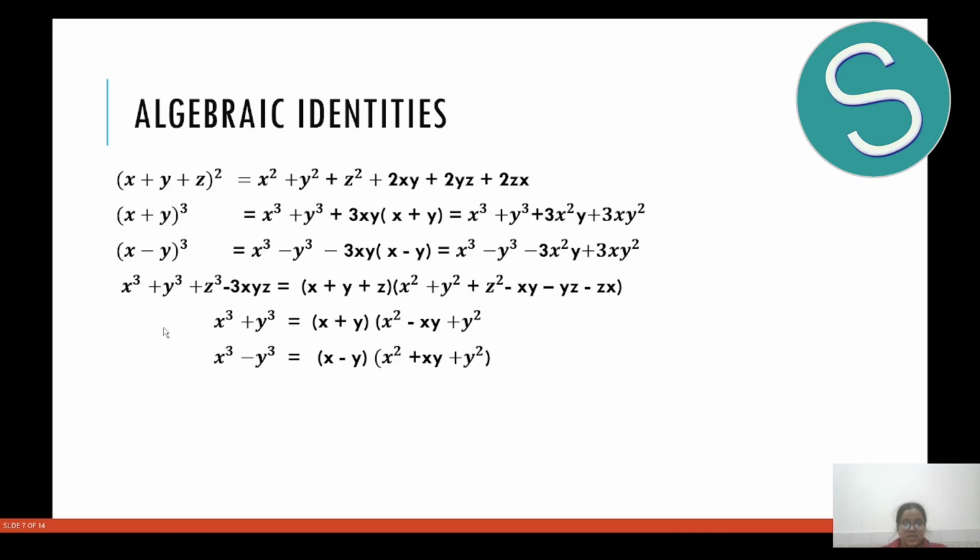Next identity says x cube plus y cube plus z cube minus 3xyz equals (x plus y plus z) into (x square plus y square plus z square minus xy minus yz minus zx).